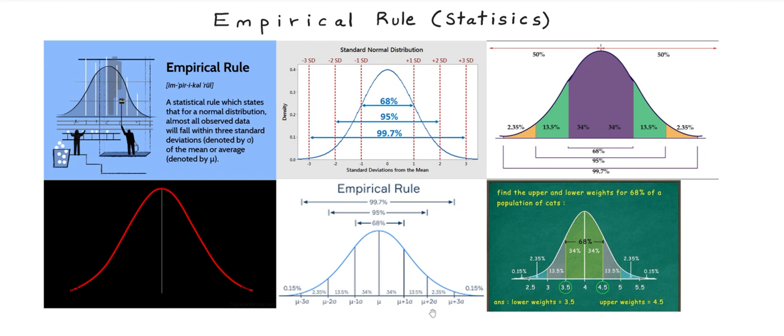After all these random events have been placed into an organic or natural probability, they go from random or binomial into normal distribution. That's when the statistical rule applies, which states that for a normal distribution, almost all observed data will fall within 3 standard deviations of probability. That's denoted by the sigma value, or the mean average, the mu value here.